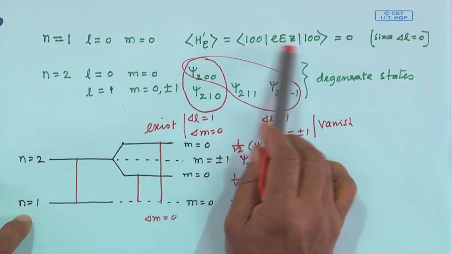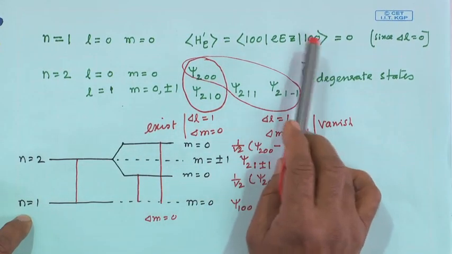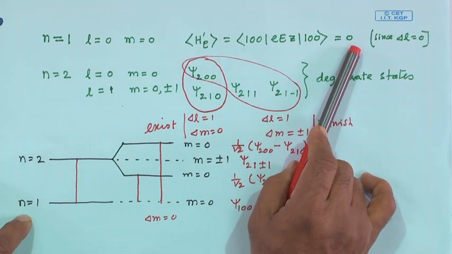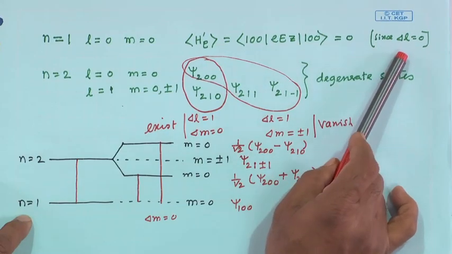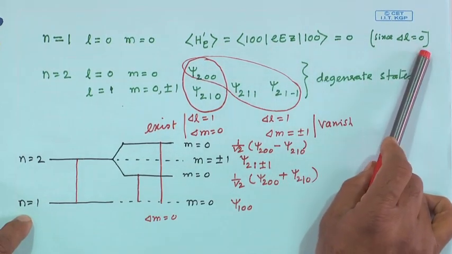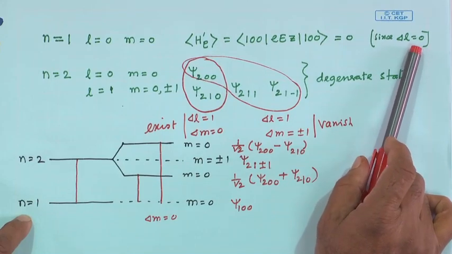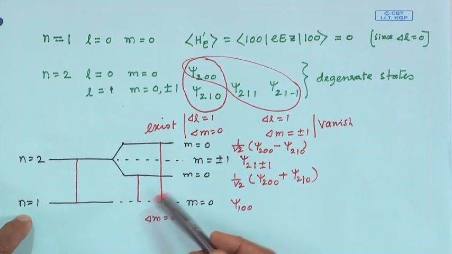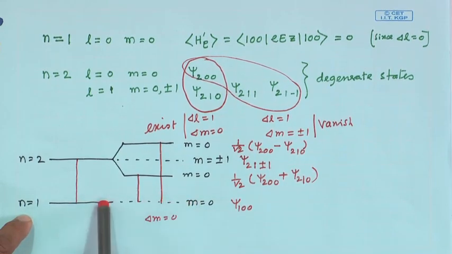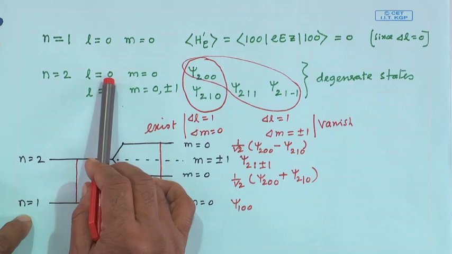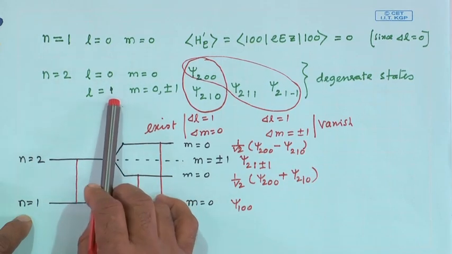As I discussed, this term will vanish, it will be 0. Here del L equal to 0, and that is not allowed. So after applying the electric field, the energy of this level will not change, it will remain the same. Now, for n equal to 2, L equal to 0 and L equal to 1.